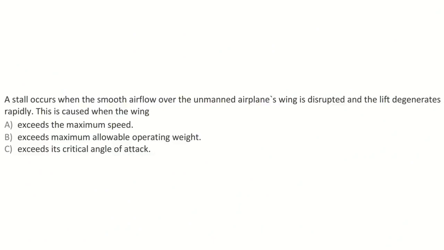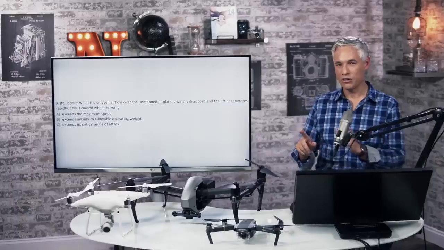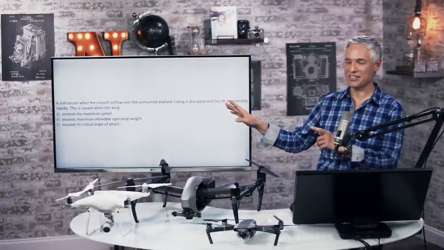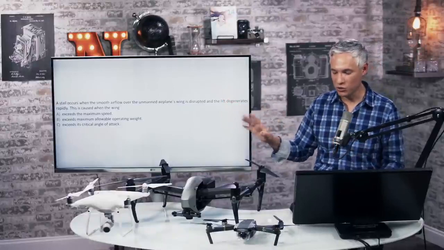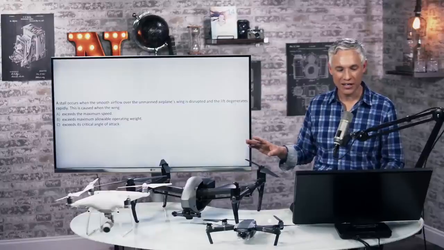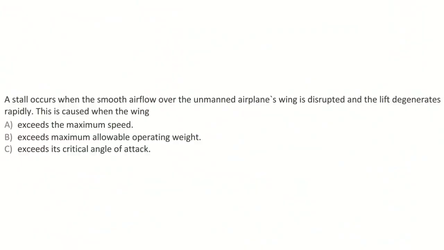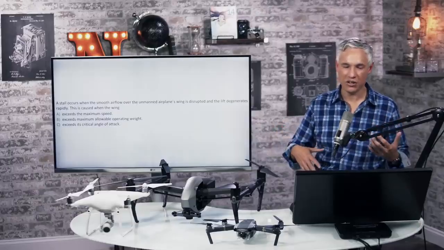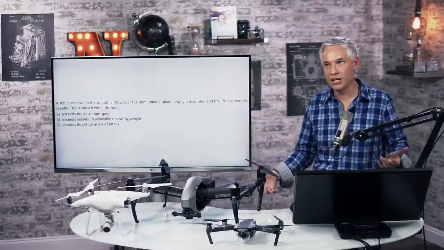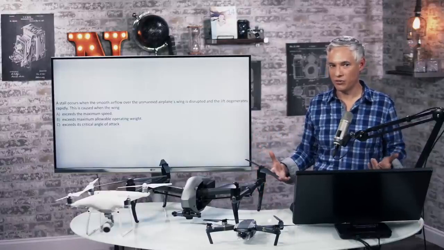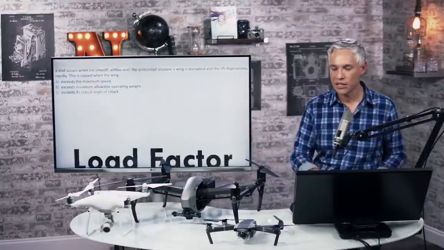A stall occurs when the smooth airflow over the unmanned airplane's wing is disrupted and the lift degenerates rapidly. This is caused when the wing exceeds its critical angle of attack. Now, there's a lot of information just in that question, and this tells you a lot about what the FAA wants you to understand in this test. They could have just said what causes a stall, but they put all this information in the question itself about lift degenerating because they just want you to appreciate the complexity of airplanes and how everything works. There's unnecessary information in that question that tells you something.